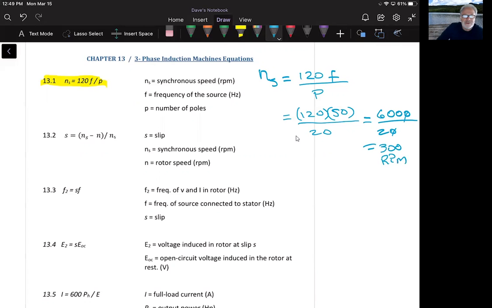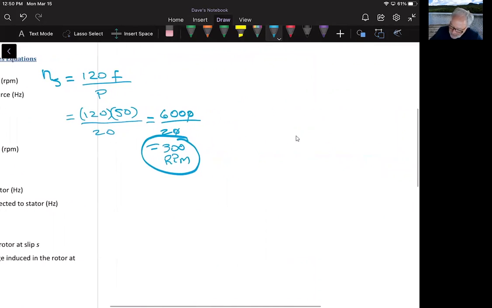RPMs. So for this motor, the synchronous speed, the magnetic field, is going to rotate at 300 RPMs. That doesn't mean that the motor rotor is actually going to turn at 300 RPMs. It just gives us a value for the synchronous speed, the magnetic field speed that's rotating within the stator. So that's a fundamental, something that we should be able to use.